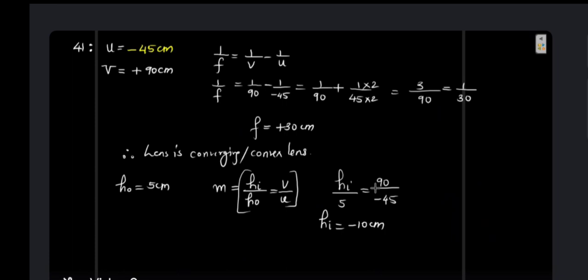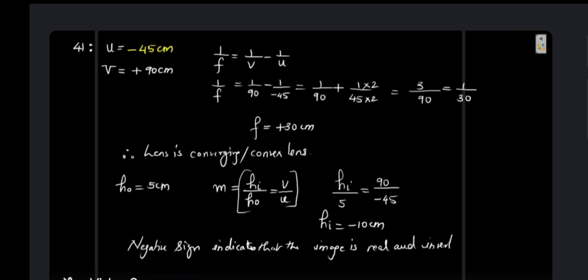Since it is inverted, it means it is a real image. And if you see, the height of the object was 5, height of the image came 10, that means it is a magnified image. So you can see over here that negative sign indicates that the image is real and inverted, and it is also magnified.